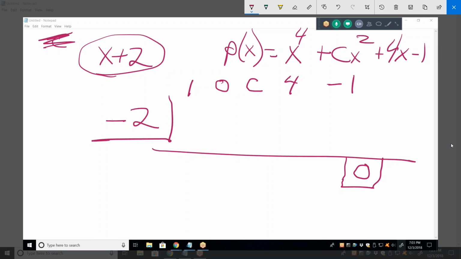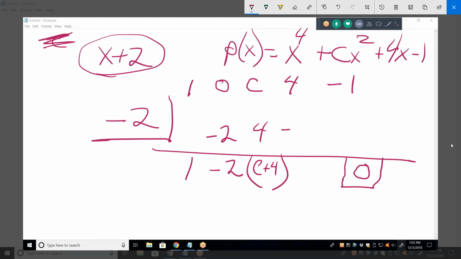The first thing I do is drop the 1. Then what? Multiply it by -2, and write it right there. And then add. I'm always adding. Multiply -2 times -2 to give 4. And when I add those, I get c plus 4.